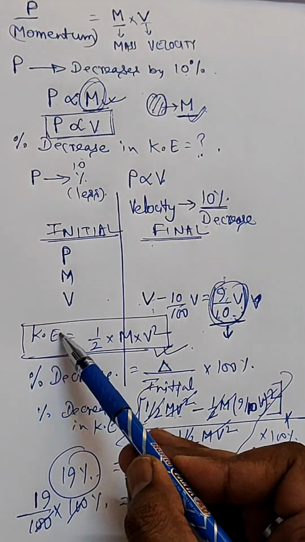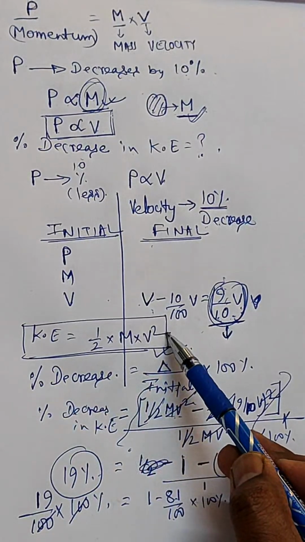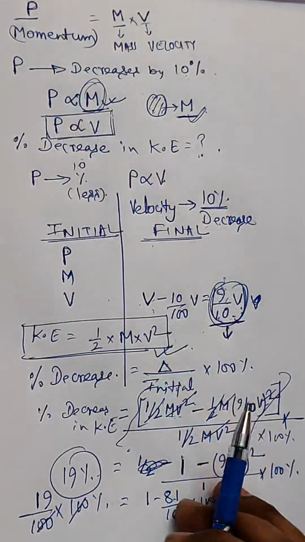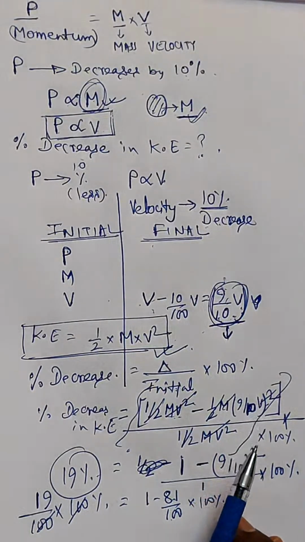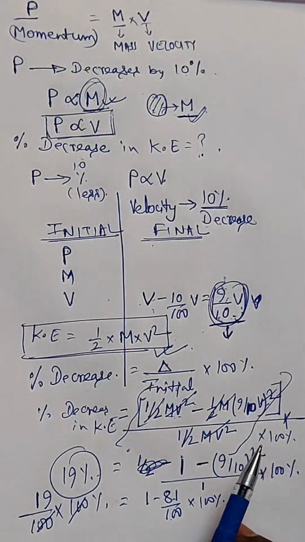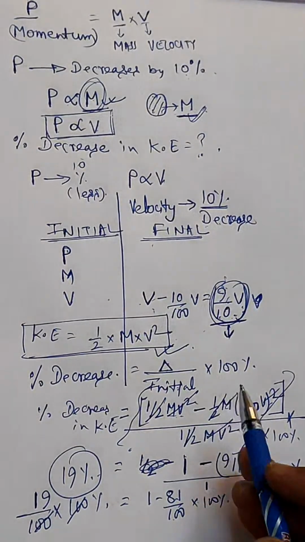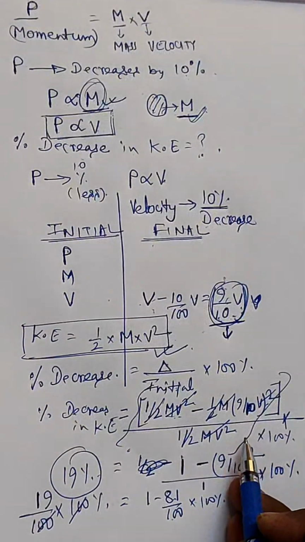We know the formula of kinetic energy, it's half mv square. Where did the P and M go on the final side? Jaffer. Hi Jaffer, good morning. So P and M will never go anywhere, Jaffer.